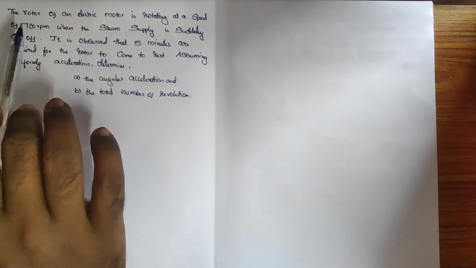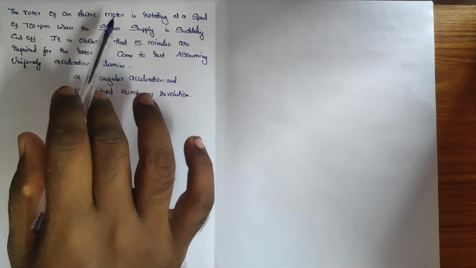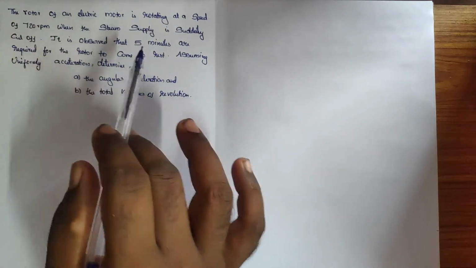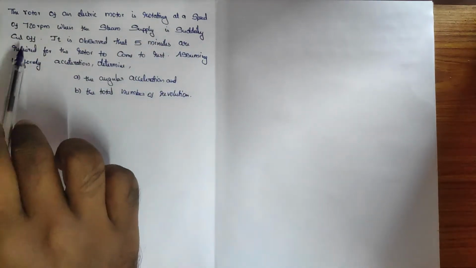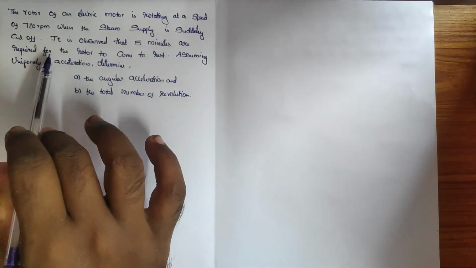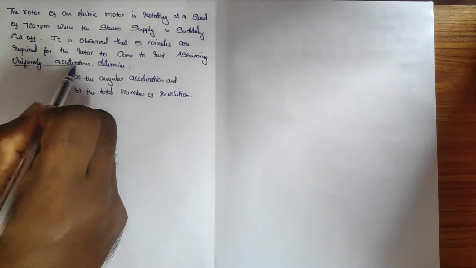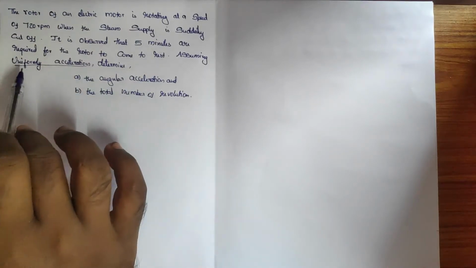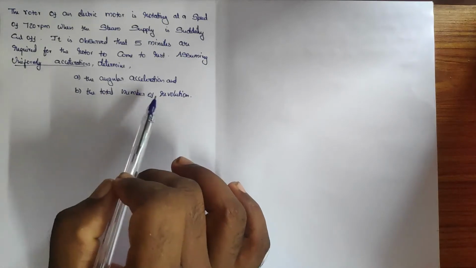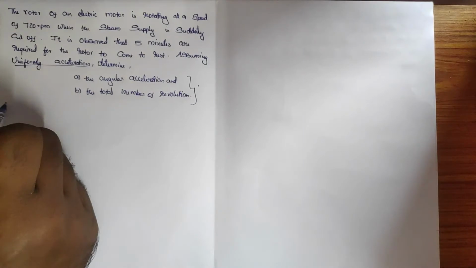Welcome, all. I have come up with a question from kinematics of a rigid body. The rotor of an electric motor is rotating at a speed of 720 rpm when the steam supply is suddenly cut off. It is observed that 5 minutes are required for the rotor to come to rest, assuming uniform acceleration. So a formula needs to be used based on the uniform acceleration and the angular acceleration, and the total number of revolutions needs to be found. This is the task.